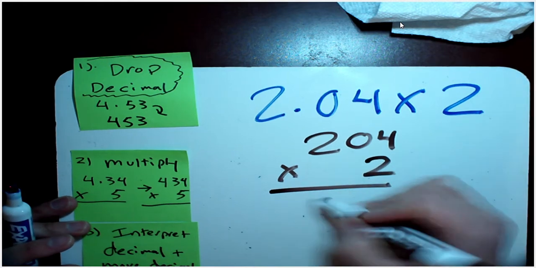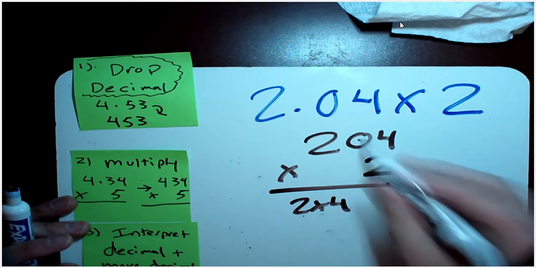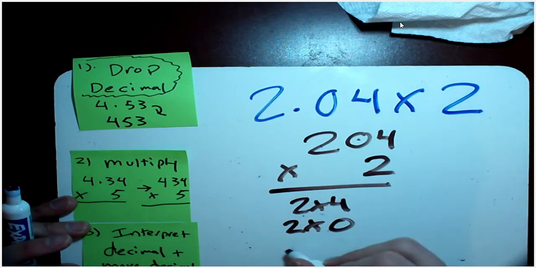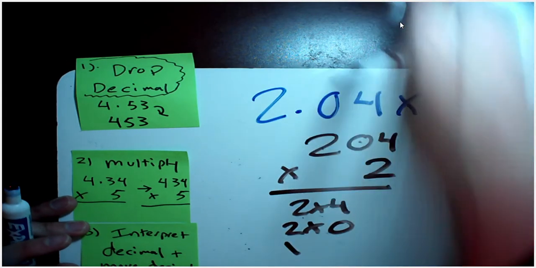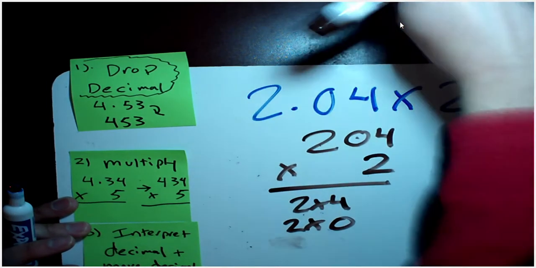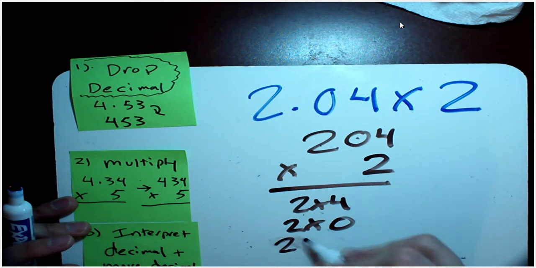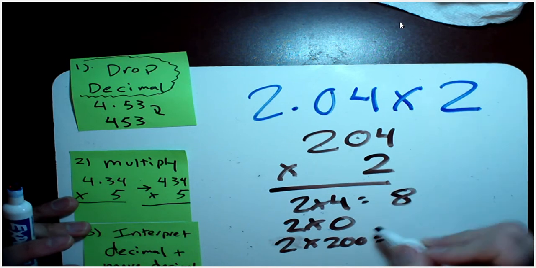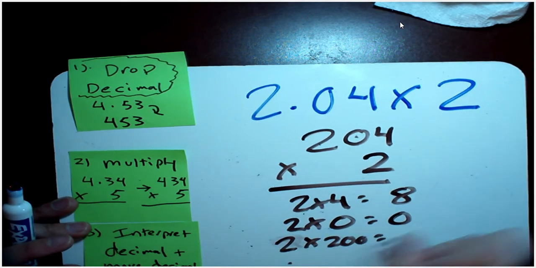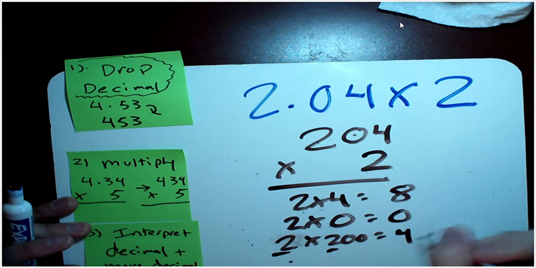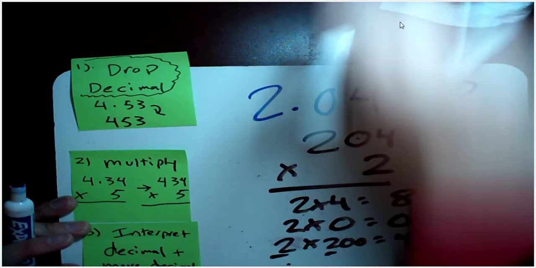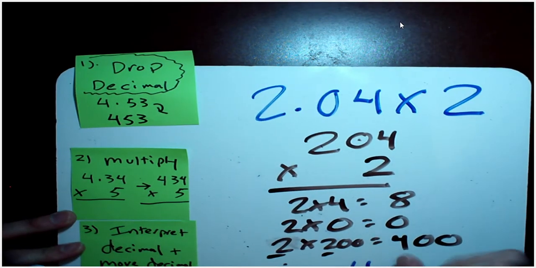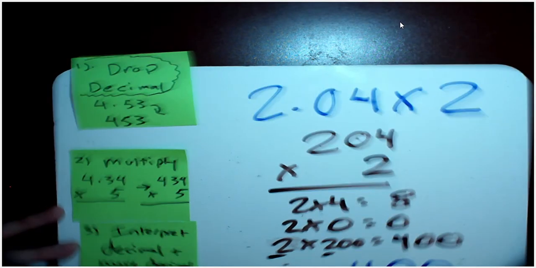2 times 4, 2 times 0 tens. We're just going to leave that as 2 times 0 tens. 2 times 2 hundreds, which would be 200. So we have 2 times 4, 2 times 0, 2 times 200. 2 times 4 is 8. 0. 2 times 200. 2 times 2 is 4. Add my zeros is 400. So I have 408 as my uninterpreted product. Do you like that?